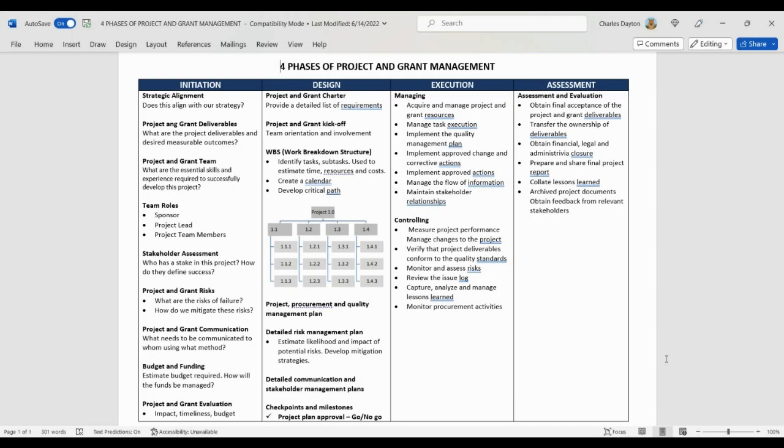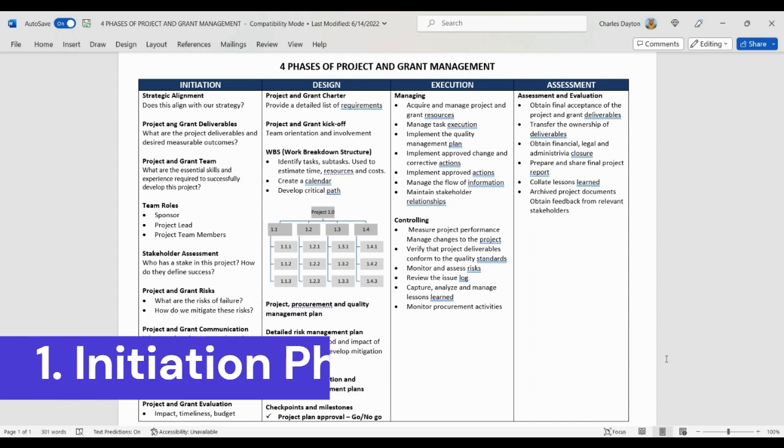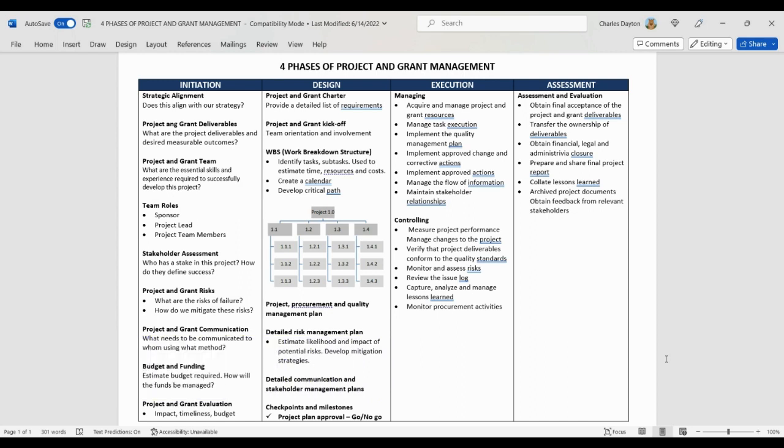We want to review the 4 phases of project management as it relates to tribal program and department types of projects. The first phase is the initiation phase. This is the initial planning for the project itself, and we go through a series of questions to ensure before we put all these resources into something, it's the right kind of project.